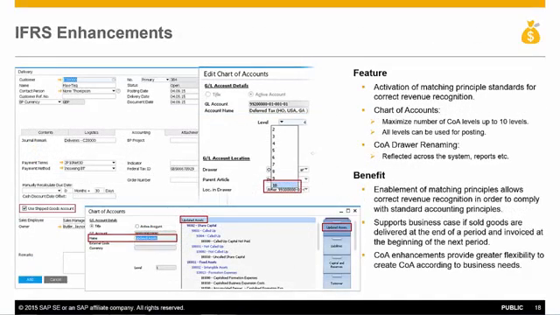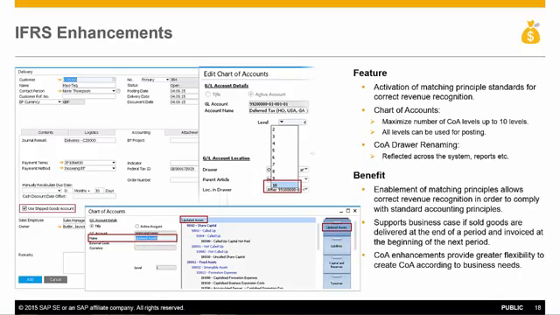There are also a number of IFRS enhancements that are implemented to support revenue recognition at point of sale, when the buyer takes over the ownership of goods. Revenue can be recognised if it is relatively certain that a company will receive payment for the goods sold. We've now activated matching principles for correct revenue recognition.